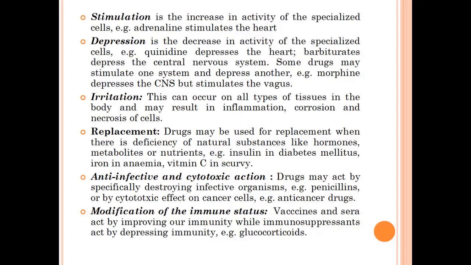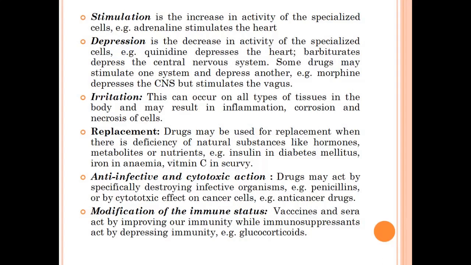Next action is depression. It is the decrease in the activity of the specialized cells. Example, quinidine depresses the heart, barbiturates depress the central nervous system, and some drugs may stimulate one system and depress another. Example, morphine depresses the central nervous system, but it stimulates the vagus system. Okay, so here what is happening? The drug will decrease the activity of the specialized cells, thereby suppressing the normal action of those cells.